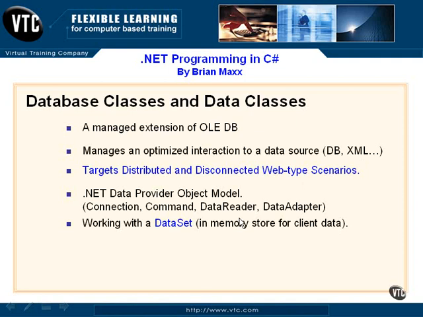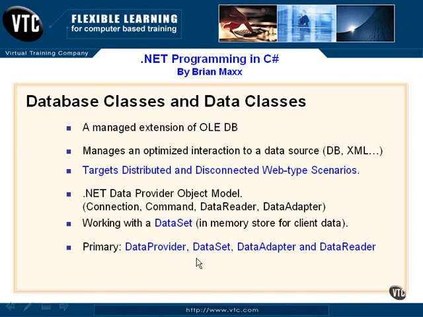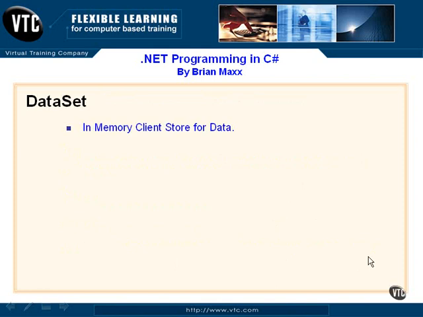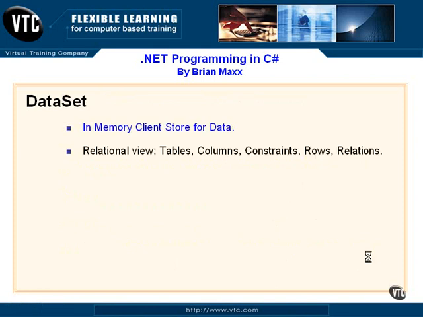Now we're working with a data set, and this data set is an in-memory store for client data. We're primarily going to be concerned with the data provider, data set, data adapter, and data reader, like I mentioned. We'll talk about these. A data set: the in-memory client store for our data, like I mentioned. It's really a relational view now. It's dealing with tables, columns, constraints, rows, and the relations, how they relate together. A relational view. You can build that relationship as well.